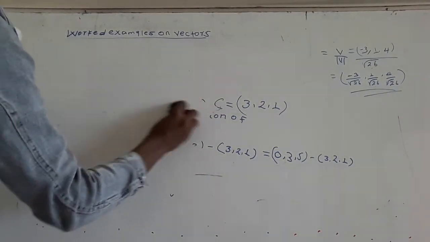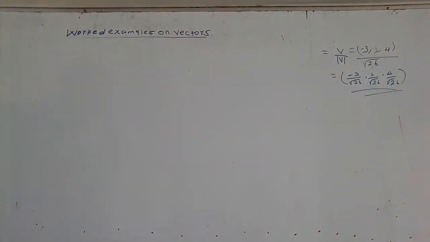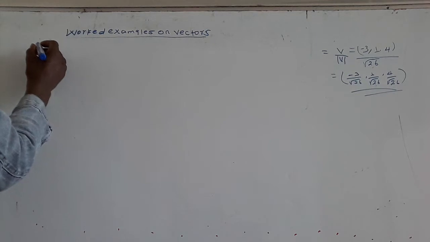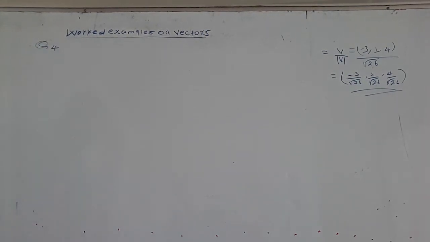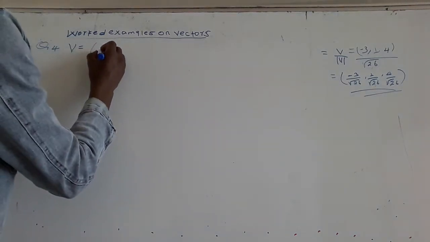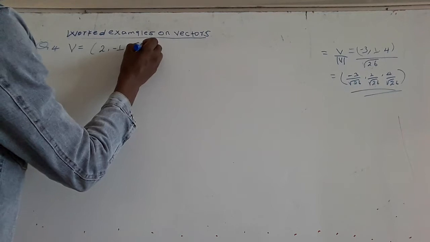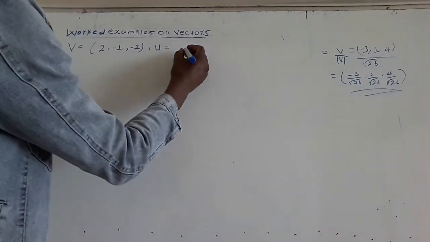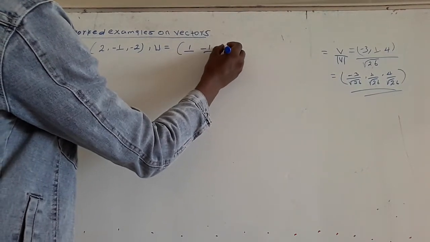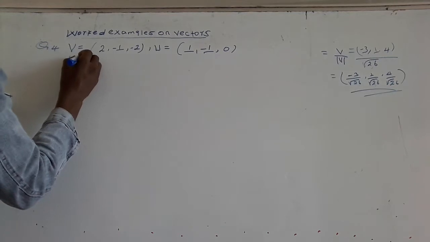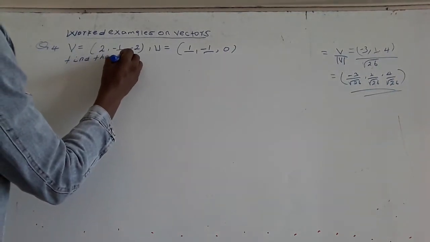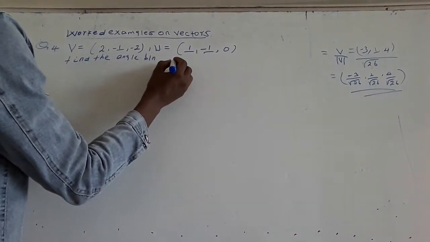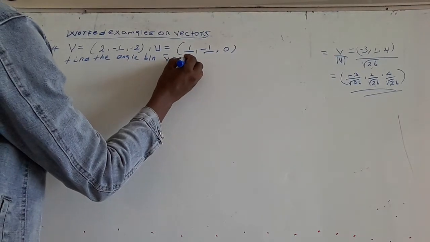So now, question four. Vector B equals 2, minus 1, minus 2, and vector U equals 1, minus 1, 0. Find the angle between vector B and vector U.